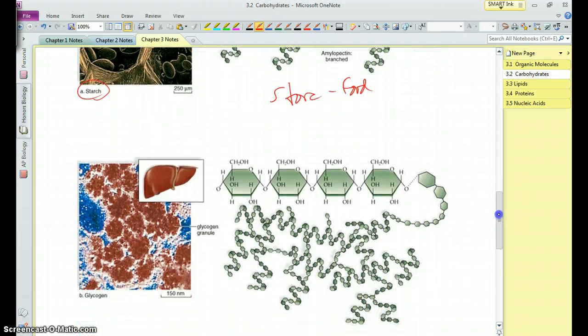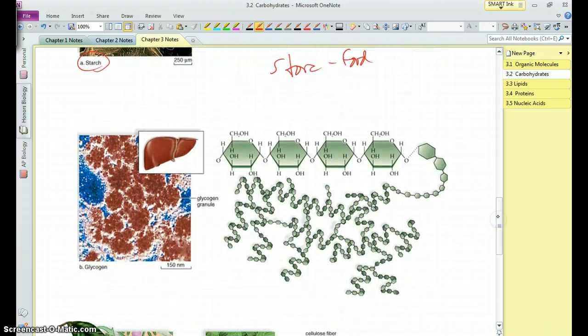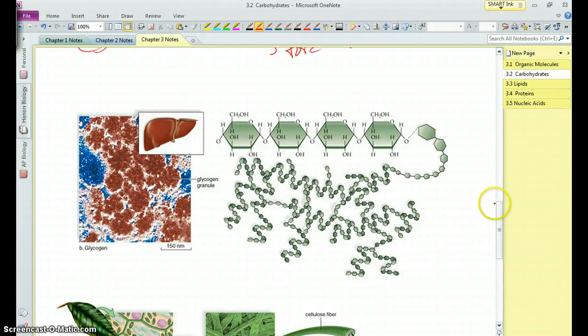Now, animals take the carbohydrates that they consume and they store it in a different form. It's known as glycogen. Again, it's a long chain of glucose molecules, but it comes in these highly branched patterns. And we have an image of a liver here because we store most of our glycogen in our liver. It's taken out of the foods we eat, we store it in the liver, and then when we need some energy, we'll take out some of that glycogen and break it down and make use of those glucose molecules.